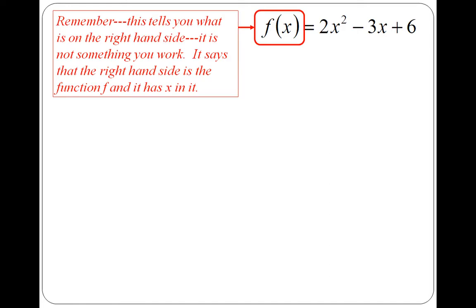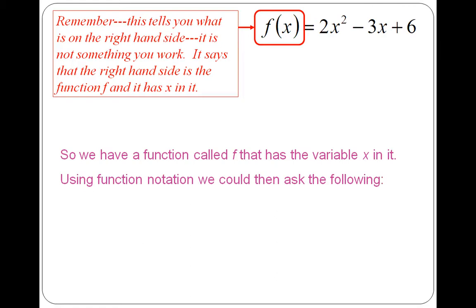Alright, remember, f of x tells us what is on the right hand side. It is not something you work out. It's really the same thing as y. So we have a function called f that has the variable x in it. Using function notation, we could then ask the following.